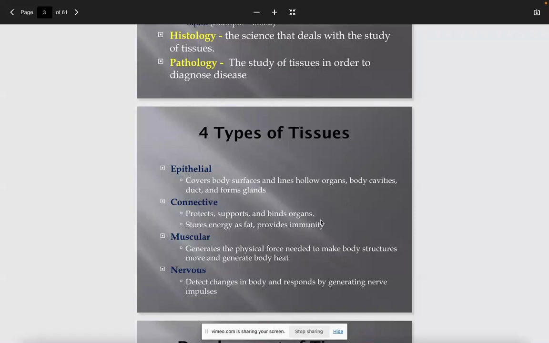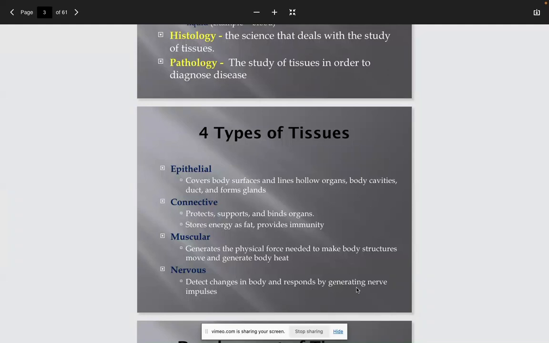Connective tissue connects things. When you think about connective tissue, a lot of times I think about cartilage and things like that. These are responsible for protection, providing support, and binding organs. Muscular, think about muscular providing movement. These generate physical force needed to make body structures move. Then you think about nervous. Nervous is going to do exactly what it says. It's going to detect changes in the body and respond by generating nerve impulses.